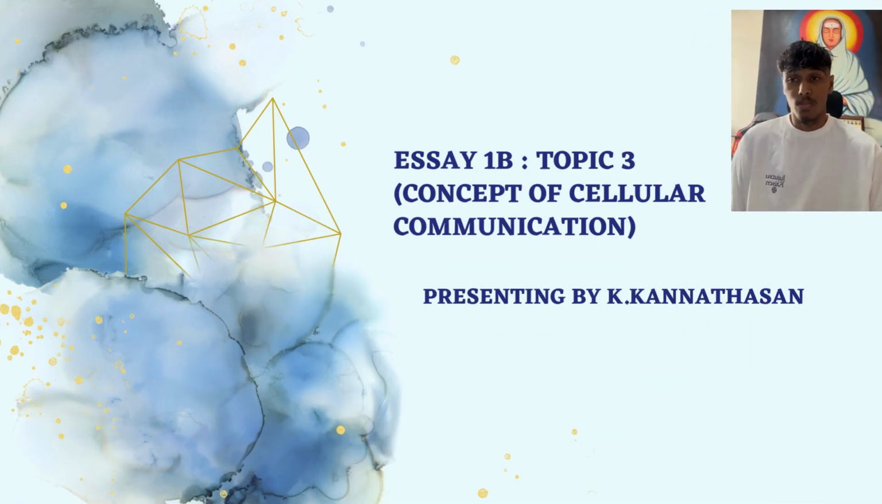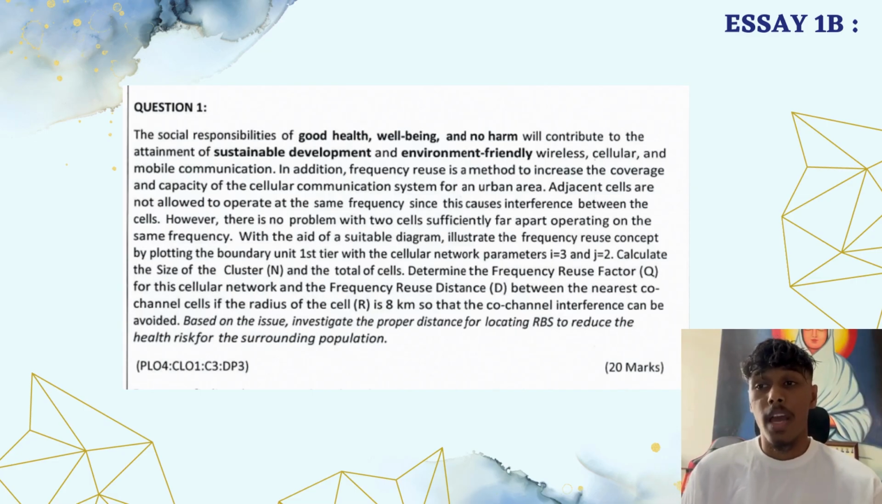So now we are going forward to essay 1B, which is from topic 3, concept, cellular and communication. By reading the question for essay 1B, they are asking us to provide a suitable diagram and illustrate the frequency reuse concept by plotting the boundary unit first tier with cellular network, where I equals to 3, J equals to 2, and calculate the cluster size, which is N, and total cells. Then determine the frequency reuse factor, which is Q, for this cellular network, and frequency reuse distance, which is D.